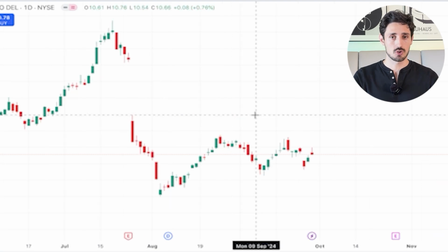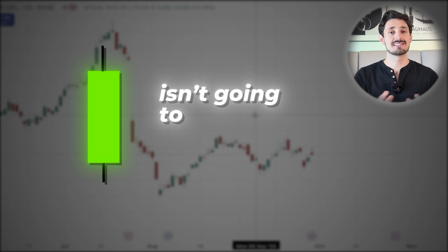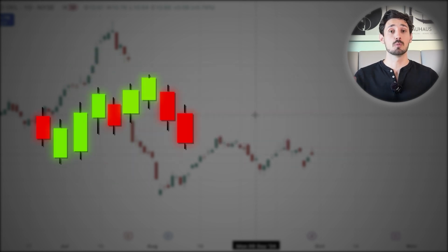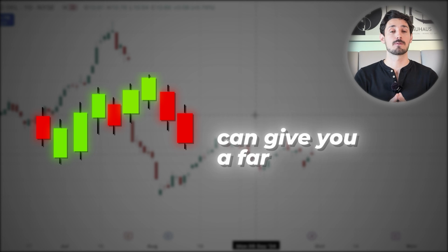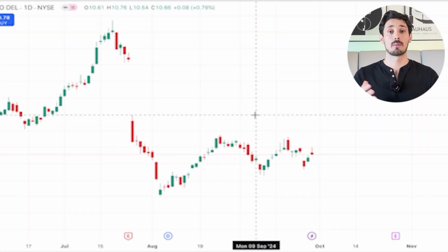We're about to dive into it a little bit deeper, but keep in mind that one candlestick isn't going to tell you the whole story, but a sequence, a group of candlesticks, can give you a far better representation of what's going on with price and what the market structure is. Before we can read sequences of candlesticks, we have to understand how to read individual candlesticks. So let's go ahead and do that right now.